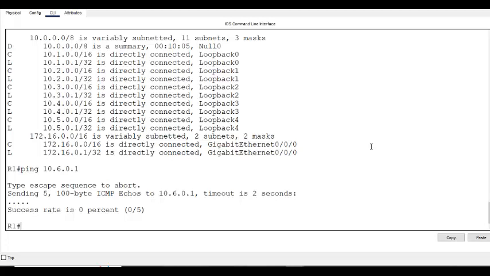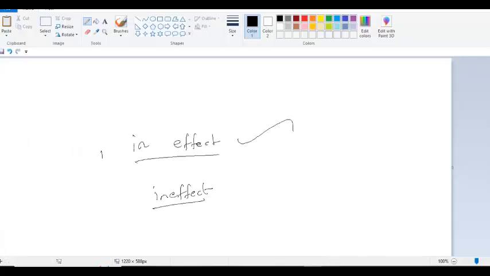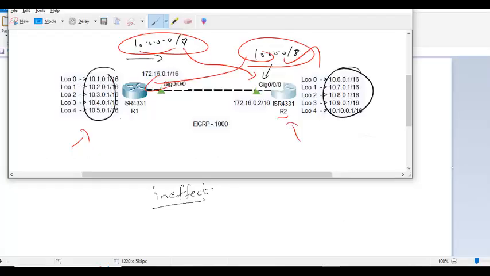The summary of this network is 10.0.0.0 only, no? But it's a classful summary of all the subnets. The summary of this also is the same. Yeah. So they don't learn each other. In this scenario, if you want the ping to happen, what you have to do is you have to cancel the summarization. Let me cancel and show you.